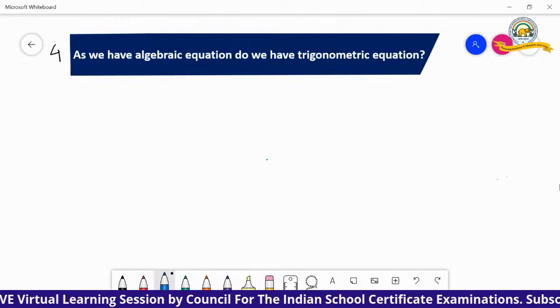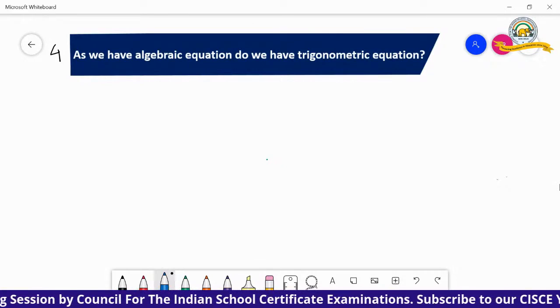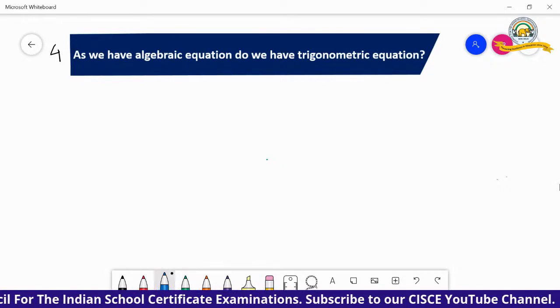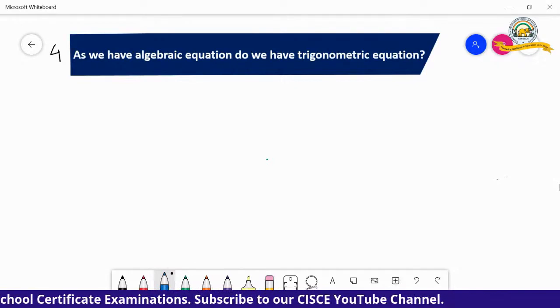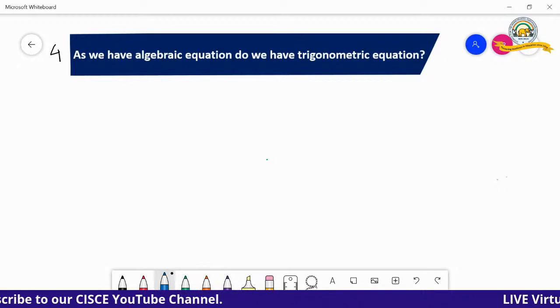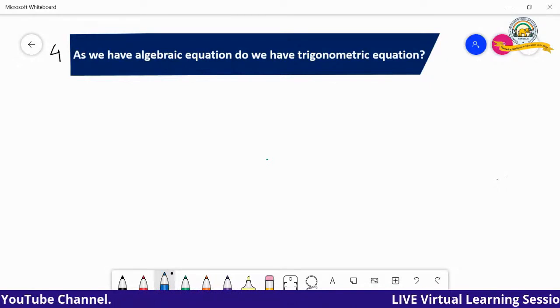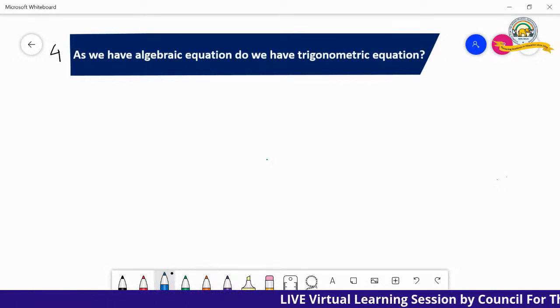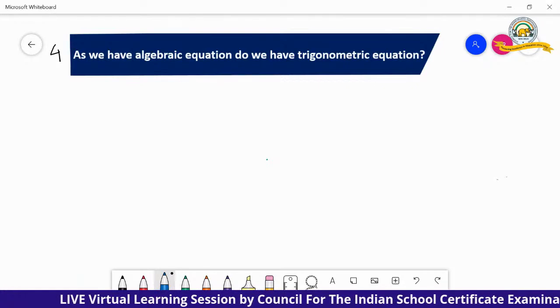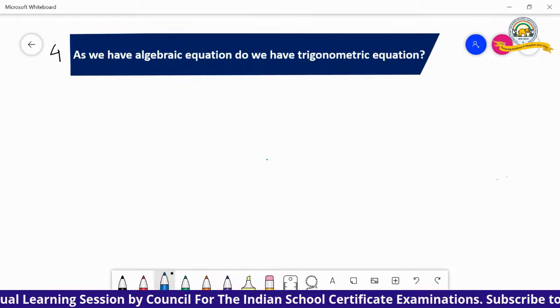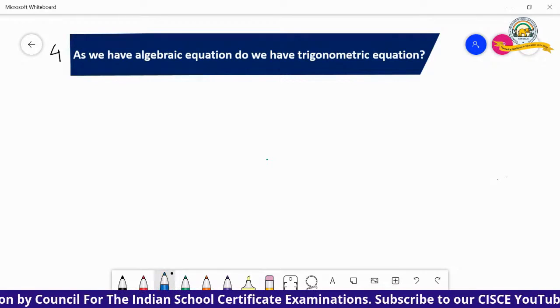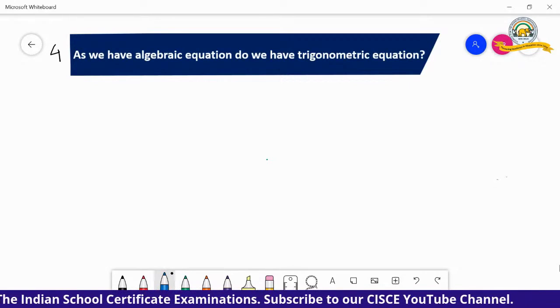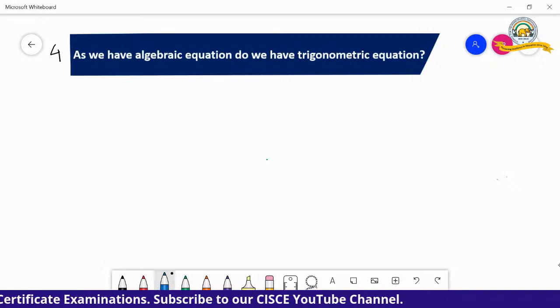Here we have our next question. As we have algebraic equations, do we have trigonometric equations? Yes, of course we have. Let us see how a trigonometric equation looks. As we said in the last class, an equation is an equality which holds only for some specific values, not for all, whereas an identity is true for all values.